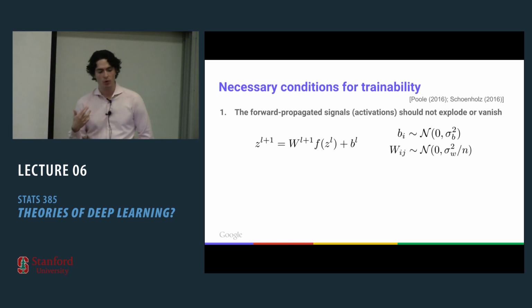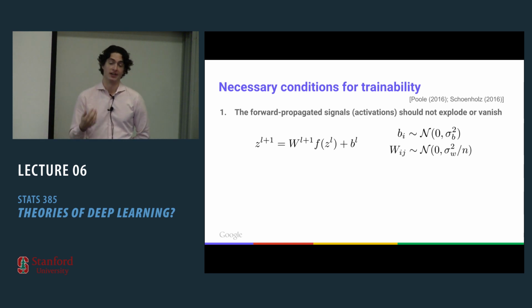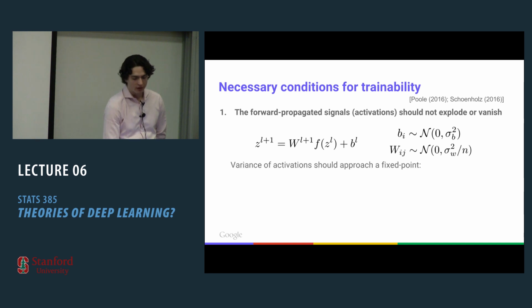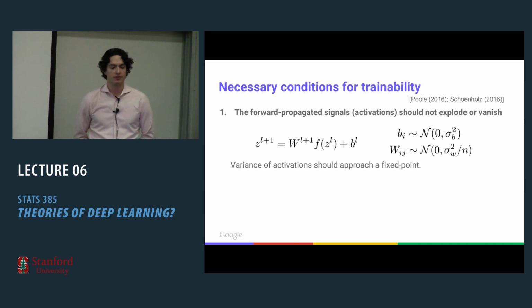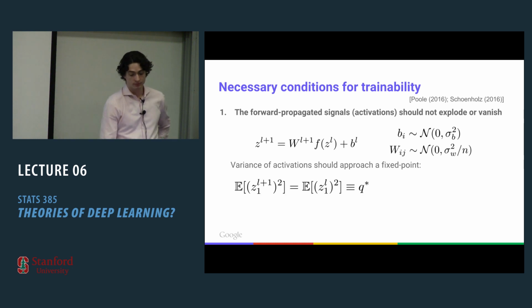And the condition that the forward propagated signals don't vanish or explode in depth can be stated as a condition on the variance of that normal distribution. And in particular, the simplest possible scenario for it not to explode or vanish is that it approaches a fixed point. And empirically, that is what seems to occur. So the variance of the activation should approach a fixed point, which I'll call Q star.